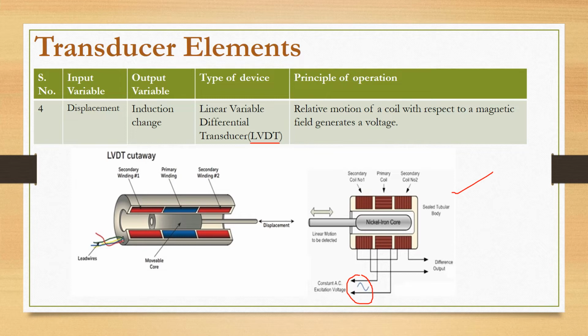So this is the principle of operation. Differential voltage of the secondary windings varies linearly with the displacement of the magnetic core. So there is a linear relationship between this displacement and this voltage generation. Now let us move on to the next.